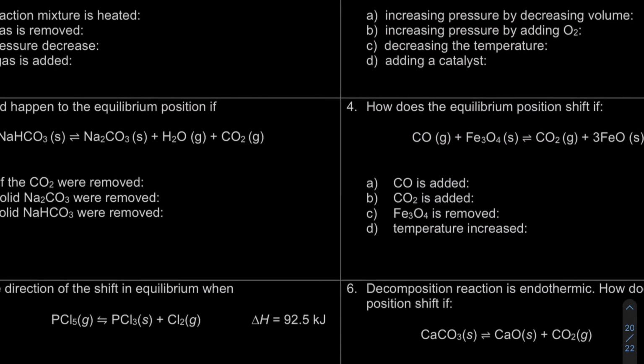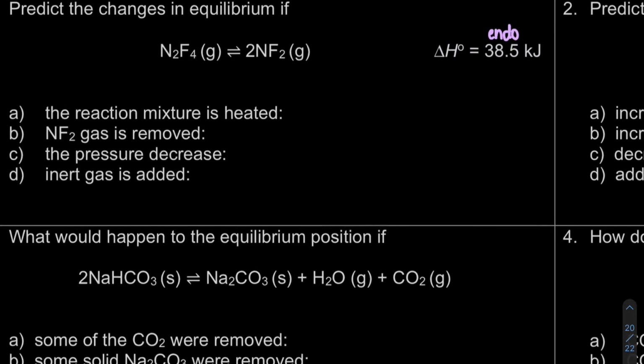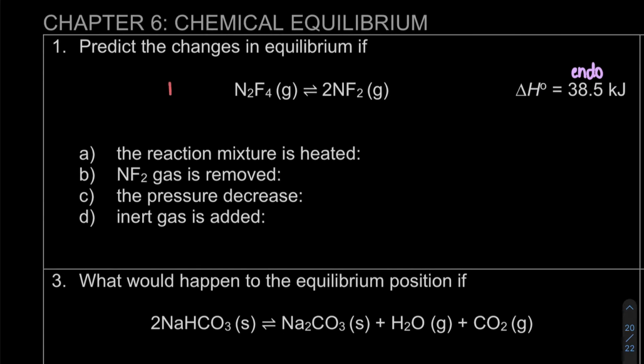The first example is example number 1. Predict the changes in equilibrium if the following happens. What we would like to do first is look here: delta H is positive 38.5. Positive is an endothermic reaction, so heat is absorbed, and heat is on our reactant side. Then concentration of reactant, we don't need it.